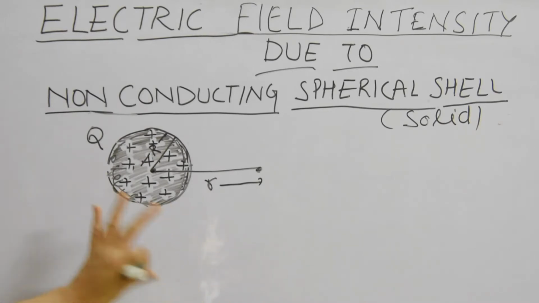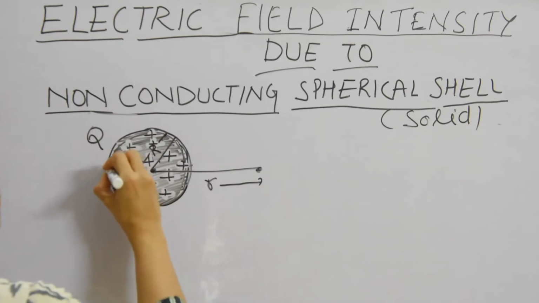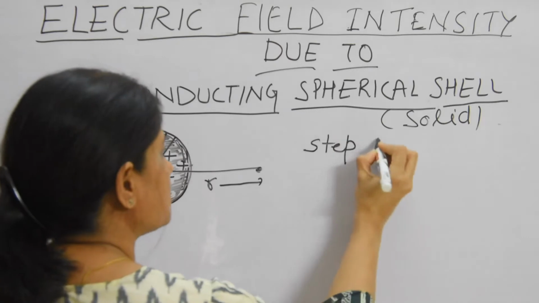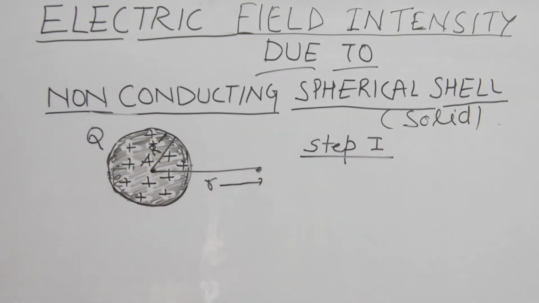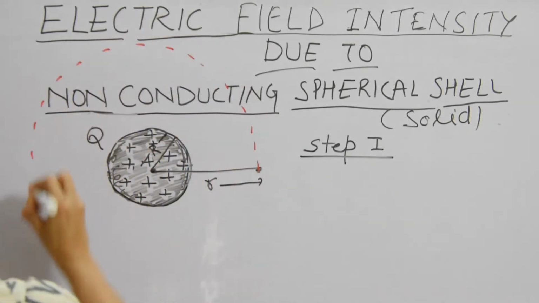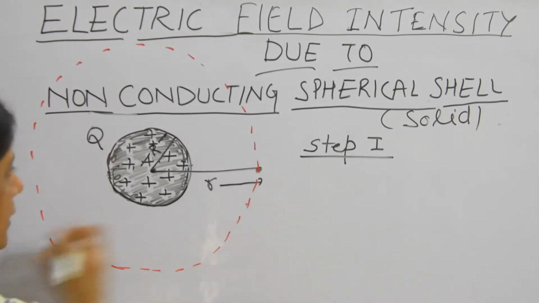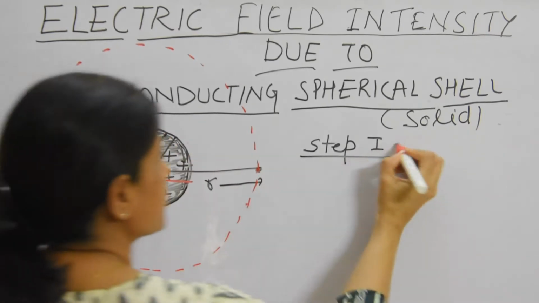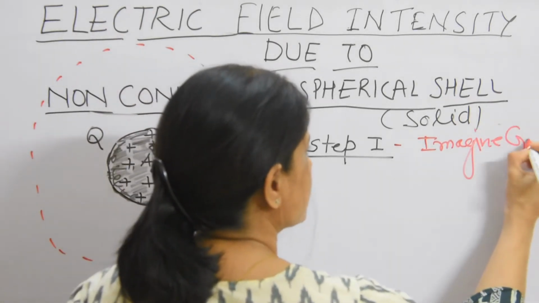Again, we have to use Gauss theorem. The first step of Gauss theorem, as we have done many times, is to imagine a Gaussian surface. The Gaussian surface would be a sphere of radius r. First step is to imagine the Gaussian surface.